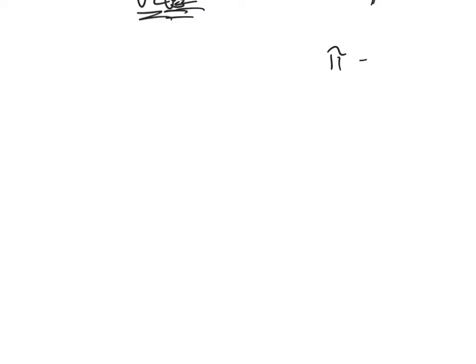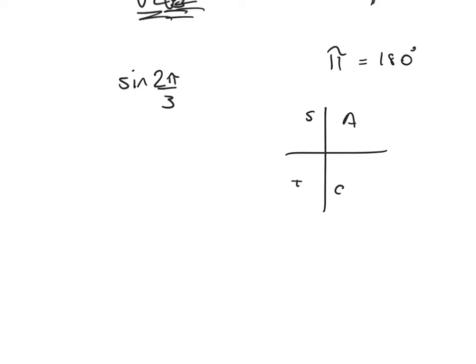Okay, remember that pi radians is 180 degrees, and let's look at a couple of examples with radians. Let's go for sine 2 pi over 3. So we're going to think in degrees but write in radians. Pi over 3 is 60, 2 pi over 3 is 120. We're in the sine quadrant, so it's going to be positive. The acute angle is 60 degrees, which is pi over 3, so that's sine pi over 3. And sine of 60 is root 3 over 2.